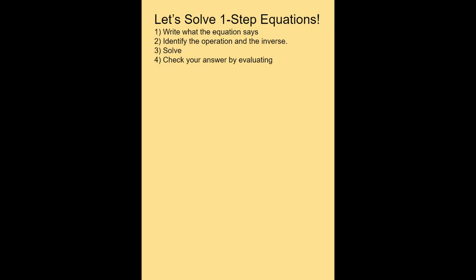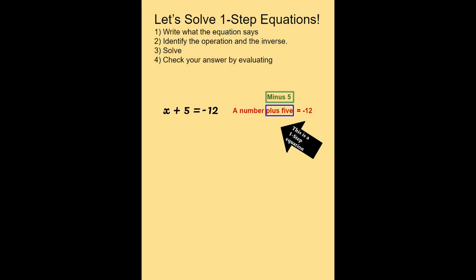Here's our first example. The goal of solving equations is to find the value of x. Let's read, starting from the left, what this equation says. A number plus 5 equals negative 12. The operation is plus 5. Because we only wrote one operation, this is a one-step equation. The inverse of plus 5 is minus 5.